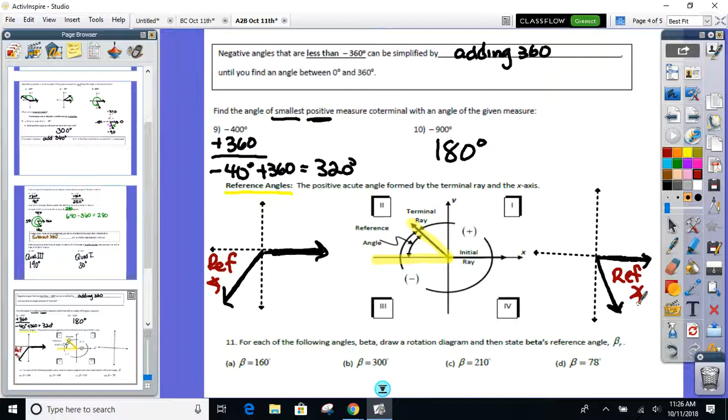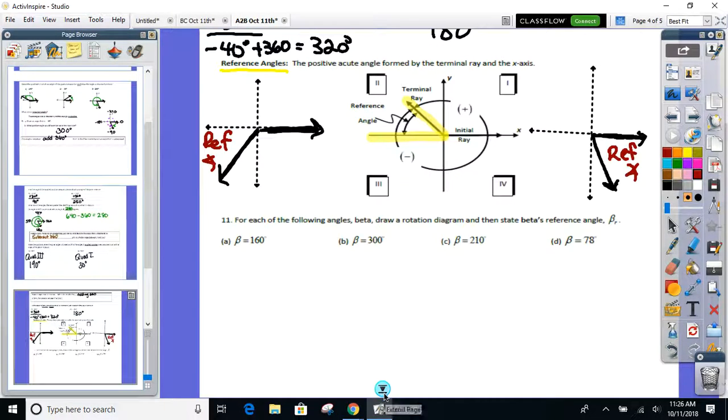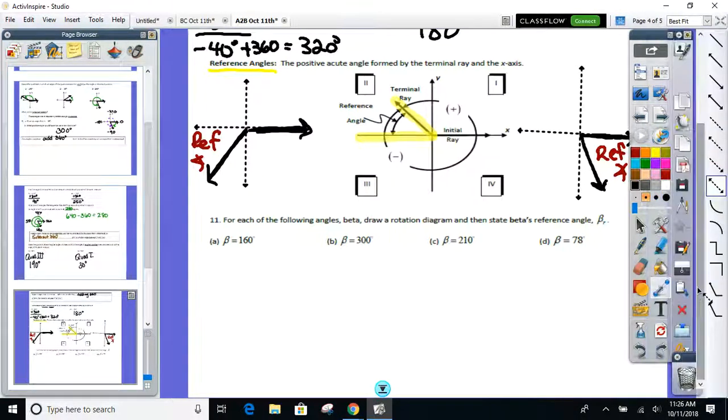Good, ladies, gentlemen, we all set? All right. Here it is now. Let's see what you got. For each of the... ooh, look at that. I threw a Greek letter at you there. Beta. How about that? Everyone all right with that? Just a variable. Beta. So my angle's 160. Draw me a rotation diagram first. So get out your X and Y axes and draw me a 160-degree angle as I walk around. Just make sure everyone's got this.